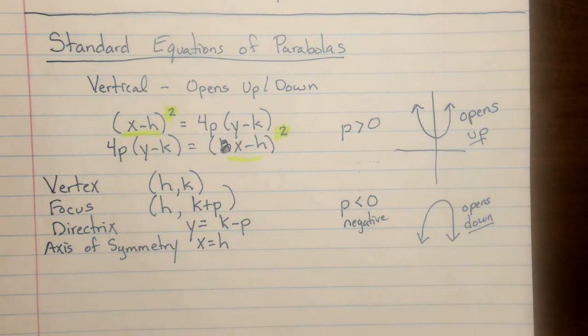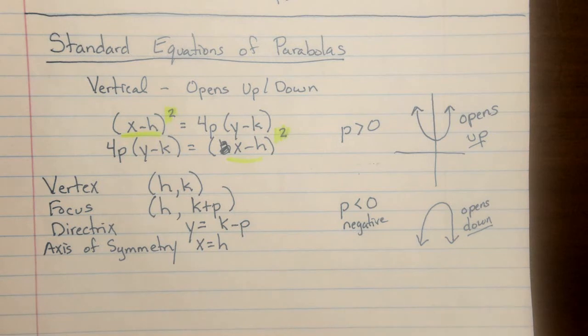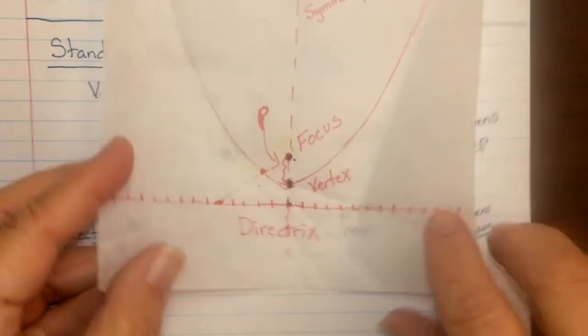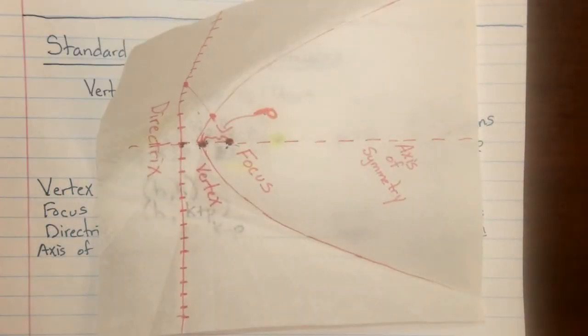Now in Algebra 2, you probably focused on parabolas opening up and opening down. But parabolas can also open to the side, left and right. Look at your little patty paper. There's your parabola. Just rotate it. It's still a parabola.